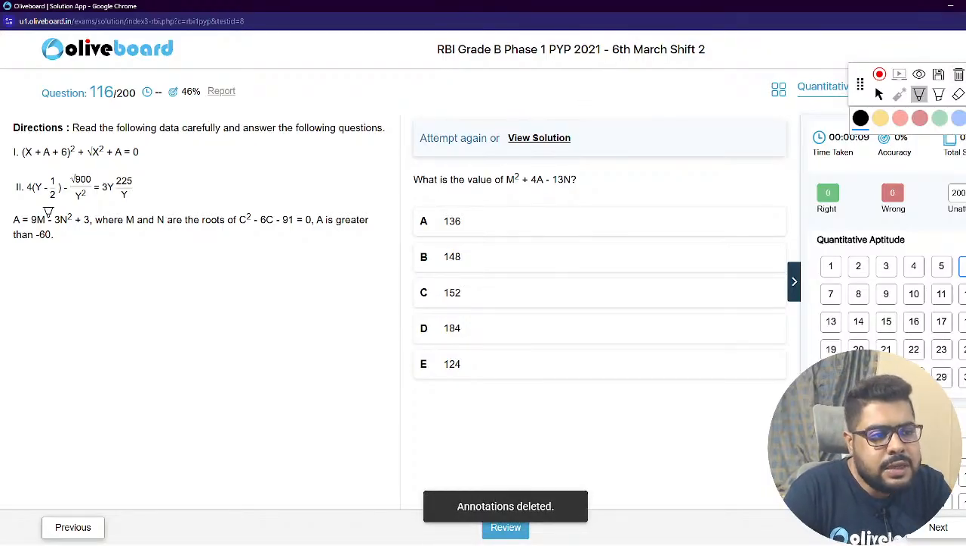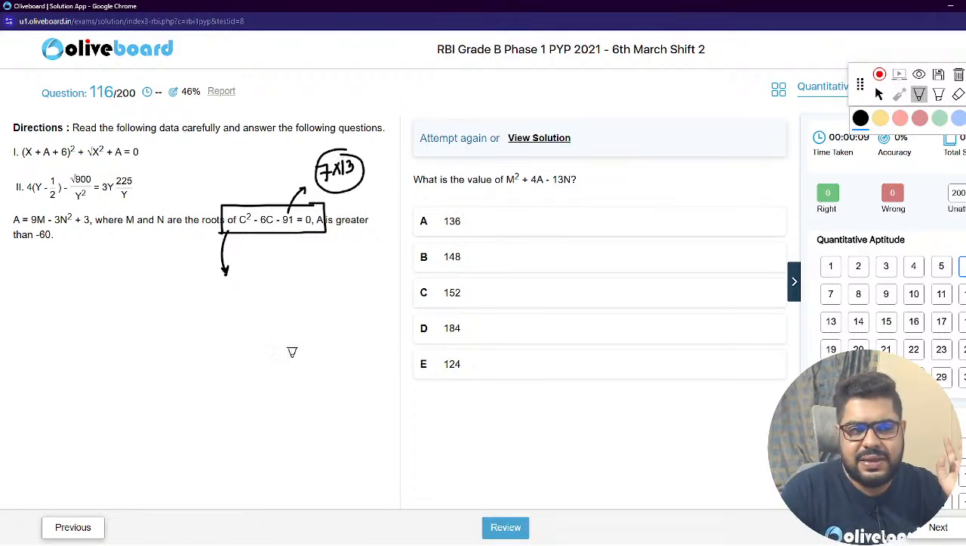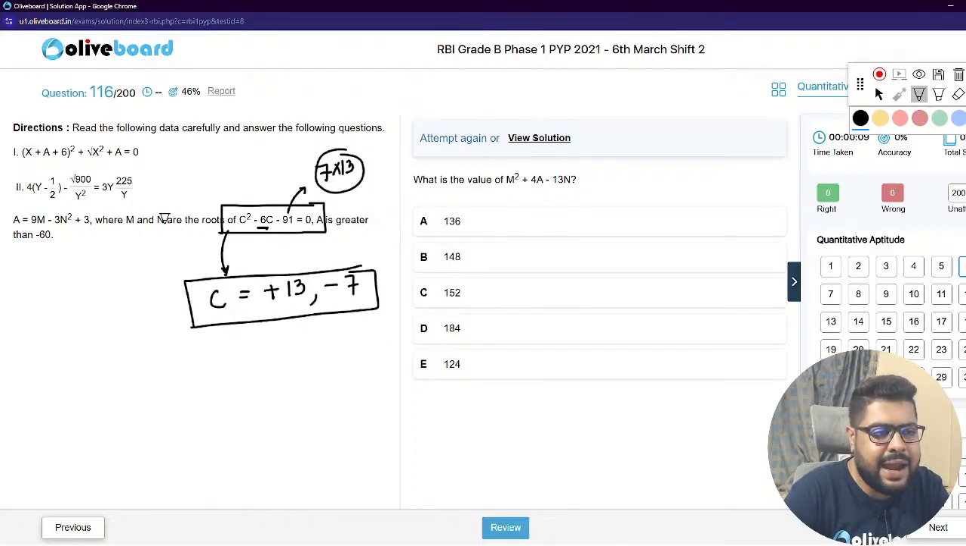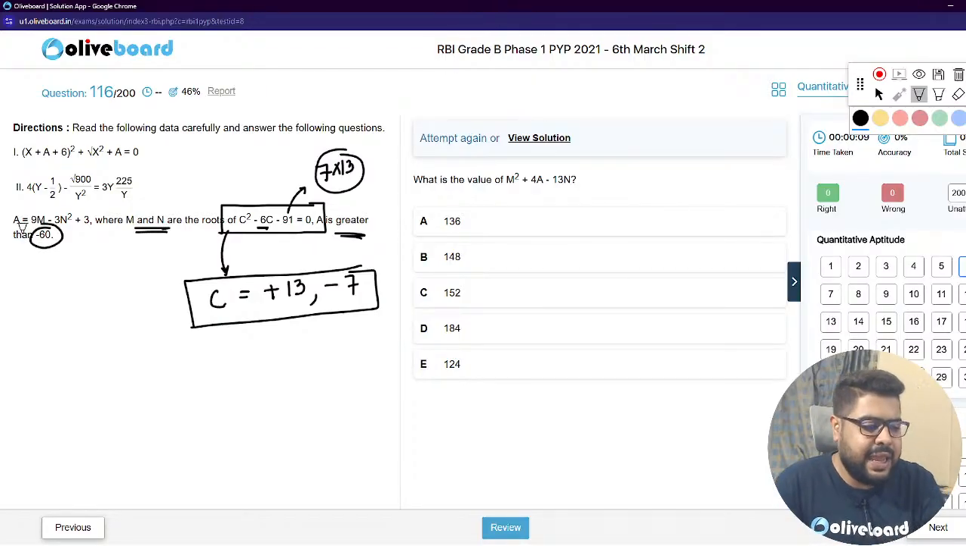Now, sir, M and N are the roots of this. 91, sir, 7 into 13, both are prime numbers, so definitely I need to get to -6. How will it come, sir? -13 plus 7. Now the next thing you do, sir, make plus into minus, minus into plus, that's your answer. But they are saying M and N are the roots, now which one is M, which one is N, they have not given. Only they have given A is greater than -60.